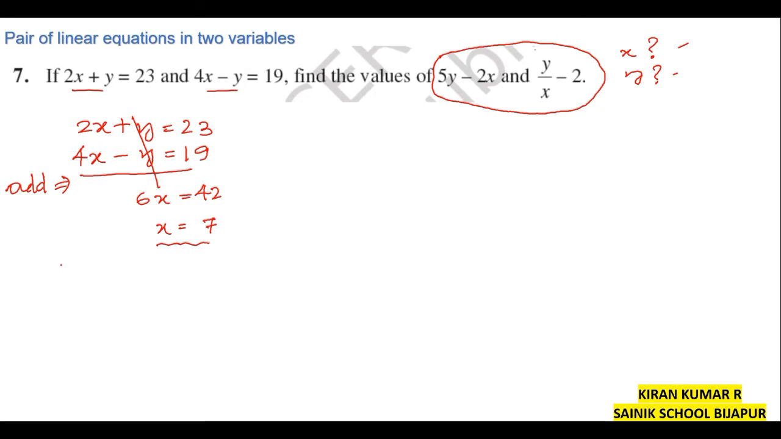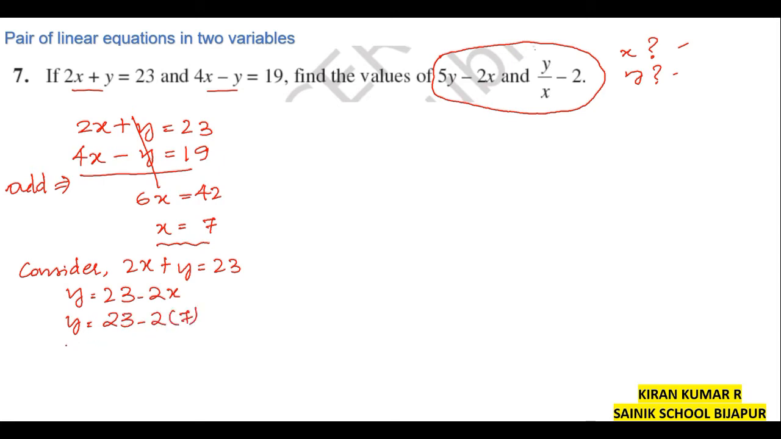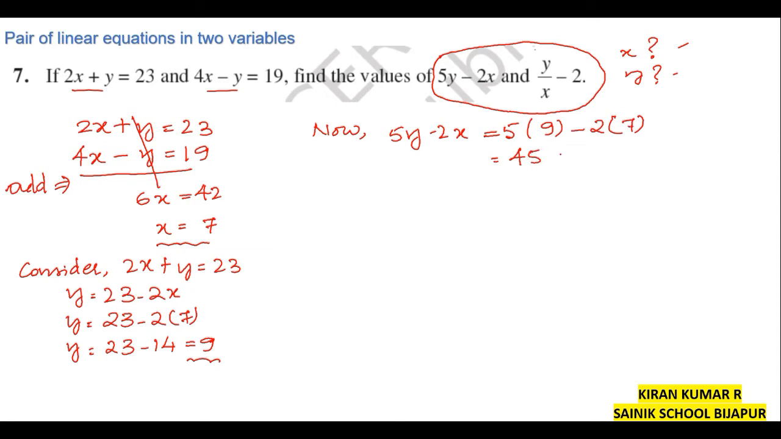Now using this value of x, let me find the value of y. For that, I'll consider the first equation, 2x plus y is equal to 23. y will be equal to 23 minus 2x. So y will be equal to 23 minus twice of 7. So y is equal to 23 minus 14. You get the value of y as positive 9. Now 5y minus 2x will be equal to 5 times 9 minus 2 times 7. So it is 45 minus 14, nothing but 31. We have found the value.